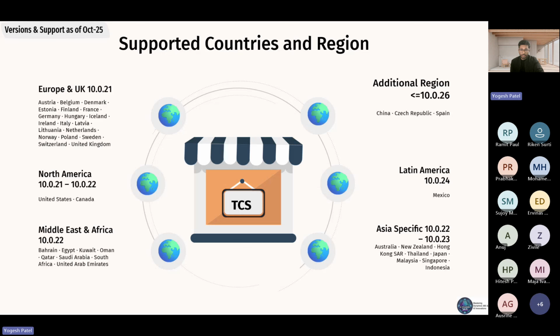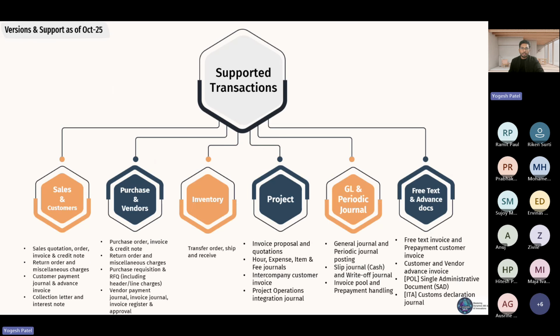As of October 2025, TCS is available across all major regions, not everywhere. The major regions include Europe and the UK, North America, the Middle East, Africa, Asia Pacific, and Latin America. If you see your country here, you can use it. If not, you have to rely on the standard legacy system or heavy localization, for instance, for India. The tax calculation service supports all major transaction types across Dynamics. That includes sales and purchase documents, transfer or project journals, general ledger and periodic journals, and prepayments, or you can say advance invoices.